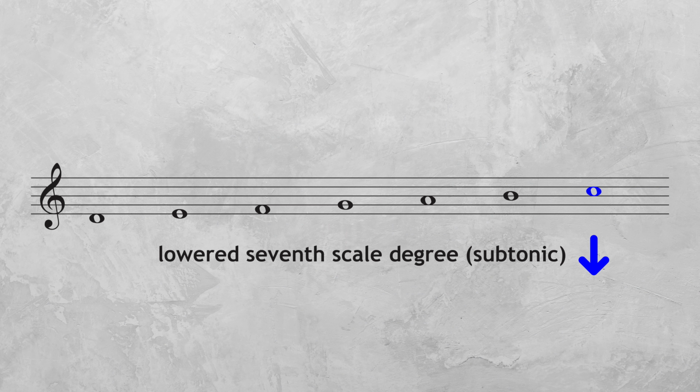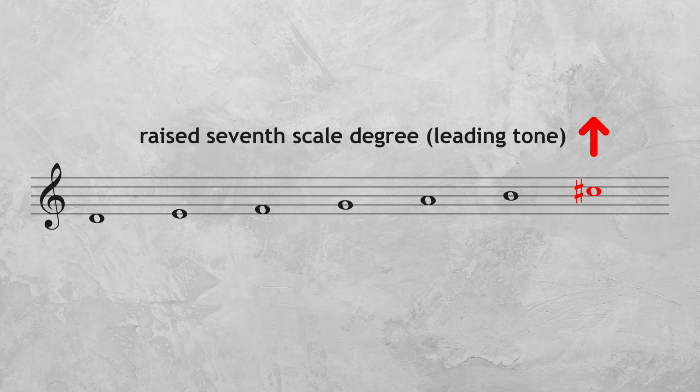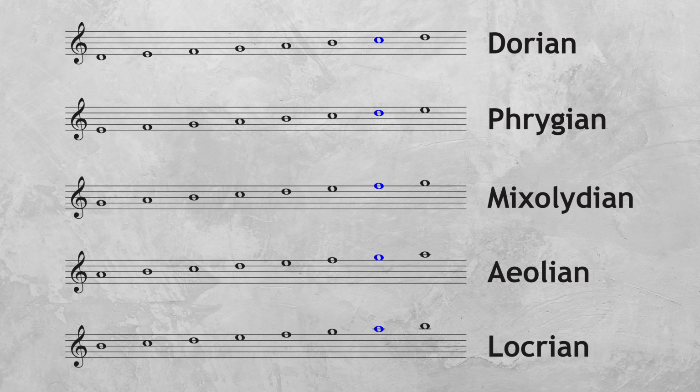One of the most common alterations to the Dorian mode is to raise the 7th scale degree to create the leading tone, which is common with all the modes that have a subtonic, which is when the 7th scale degree falls a whole step below the tonic pitch.